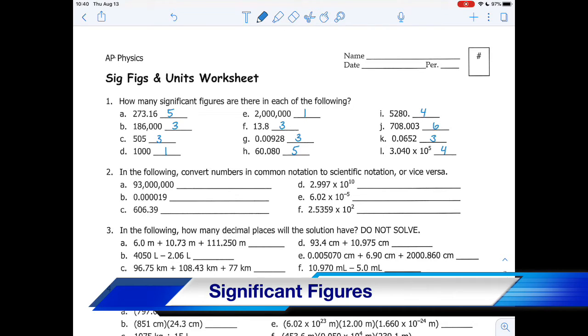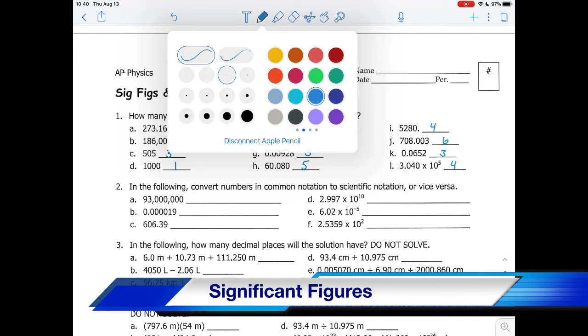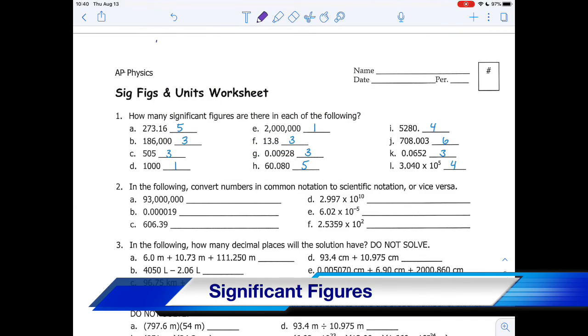For numbers like G, the thing you need to remember is that leading zeros are never significant digits. So G and K only have 3 significant figures. I is a little bit different. That last 0 is significant because there's a decimal point there.